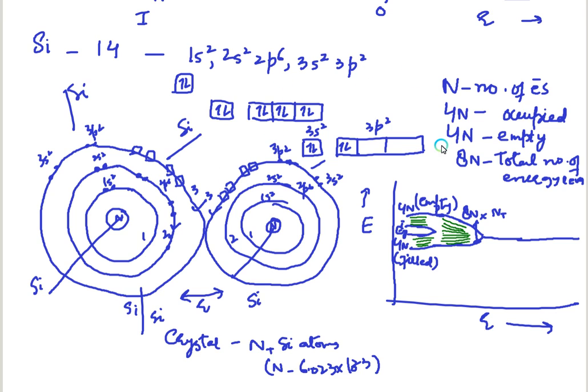Because an atom has a tendency to fill wherever a level is unfilled. Every atom has a tendency to achieve the inert configuration with its neighboring atoms through covalent bond formation. So this is a kind of sharing of the electrons, and then it splits. So 4n are filled, 4n are empty. So this is how the bands are formed.